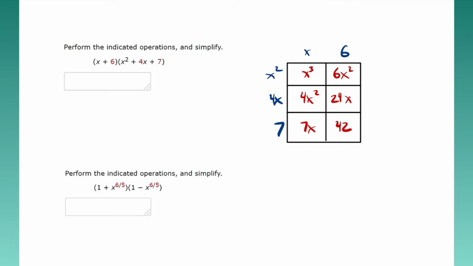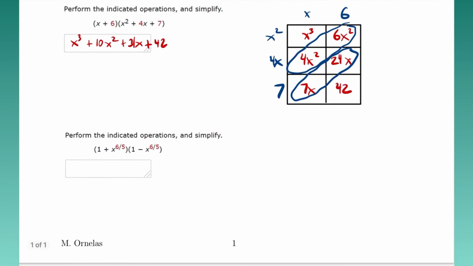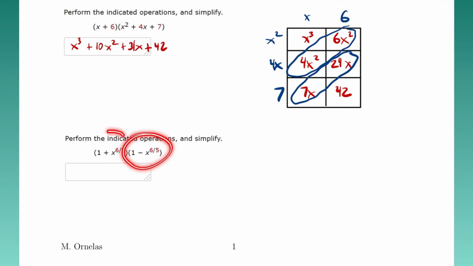Then I look for like terms, and I see some here. This diagonal and this diagonal are like terms. So when you put it all together, you have x to the third. If you combine these two together, that is 10x squared. If you put the x's together, that's 31x. And you have the constant 42. That's how I like to multiply a binomial times a trinomial. You could do that for binomial times a binomial as well if you like that method, or you can do the FOIL method, whatever you prefer. I'm going to just continue with my box.